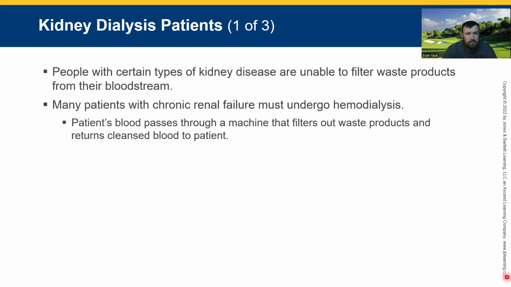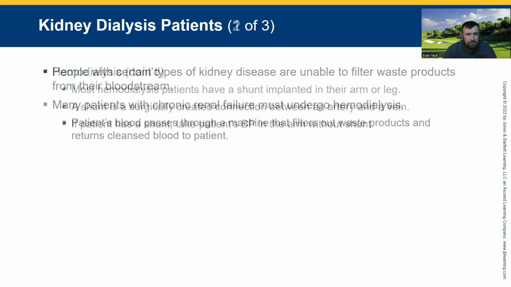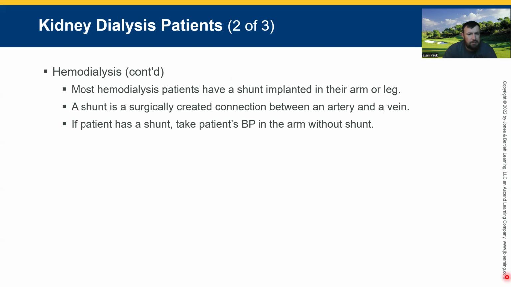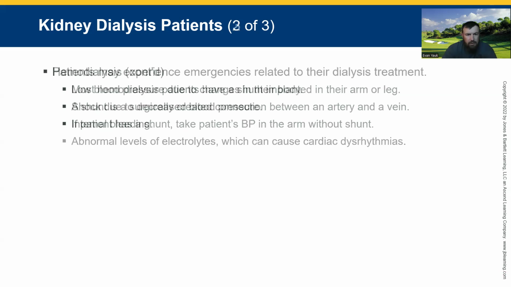These patients are very prone to sepsis. Most hemodialysis patients have a shunt implanted in their arm or leg. A shunt is a surgically created connector between the arteries and veins. If the patient has a shunt, take the patient's BP in the arm without the shunt. So if you go on a call and the history says they are a dialysis patient, or I have dialysis tomorrow, or I just went to dialysis, ask them, where can I take your blood pressure? They will be able to tell you where their port is, and you can go from there.